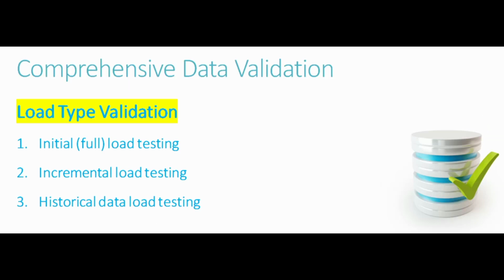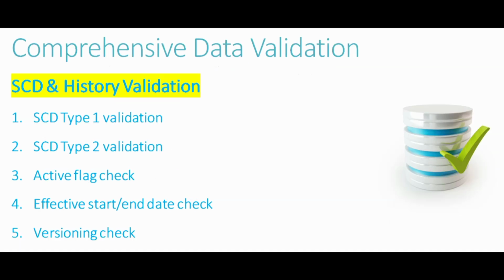There is also load type validation, like initial load and full load testing. Once you have created an environment, there is no data, but the developer takes masked data from production and loads it into our tables. That is called initial load testing. Incremental load is when every day's data is loaded and added to the target table day-wise. Historical data covers insert, update or delete, which I will explain in a separate video. SCD type 2 validation, type 1 validation, active flag, effective start date, end date and versioning check. This is called SCD type validation.